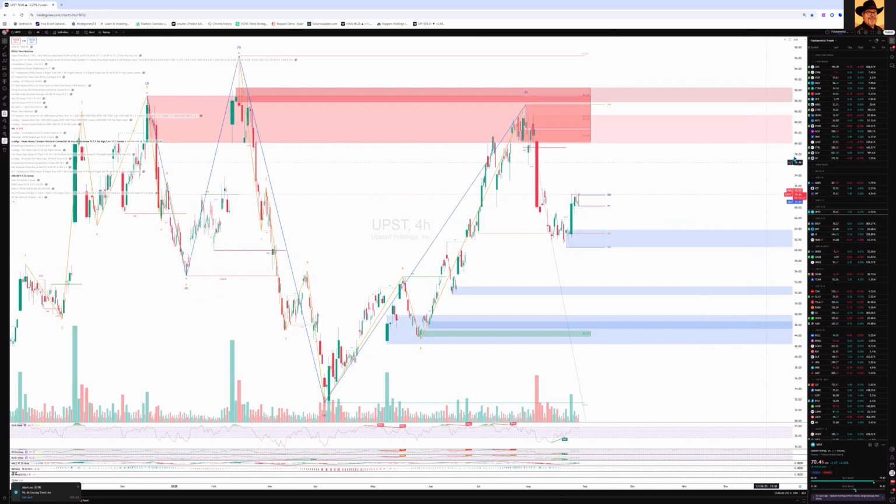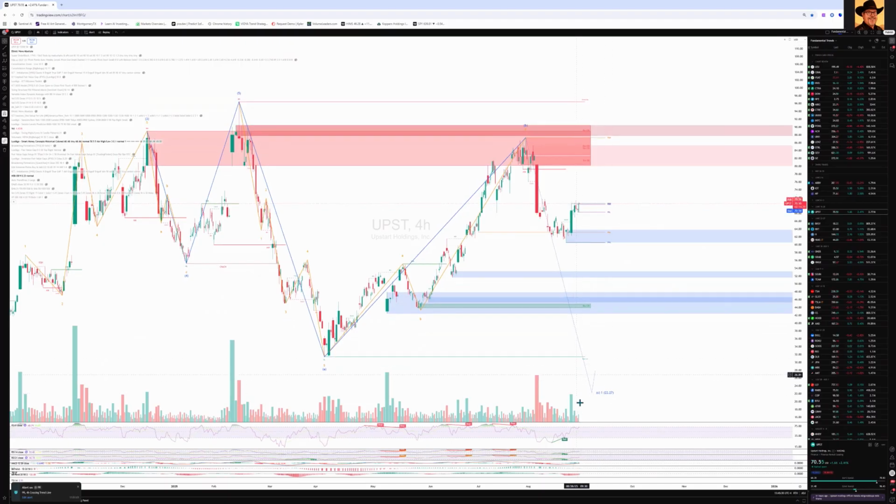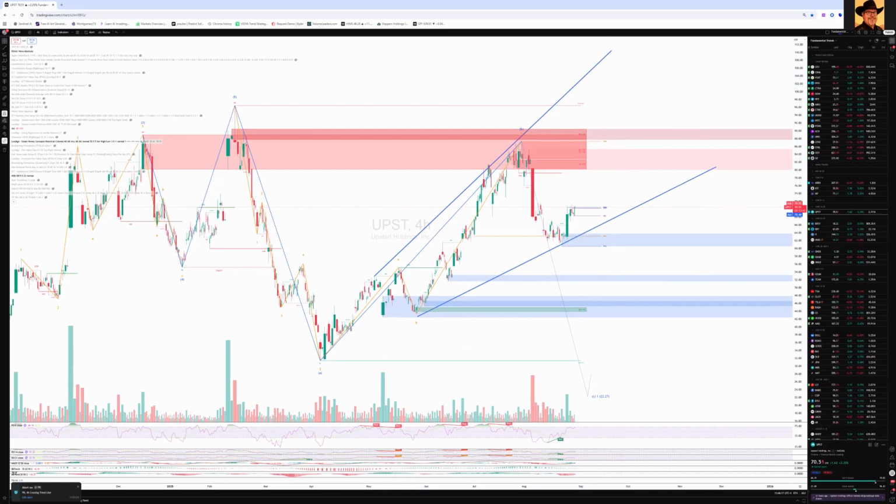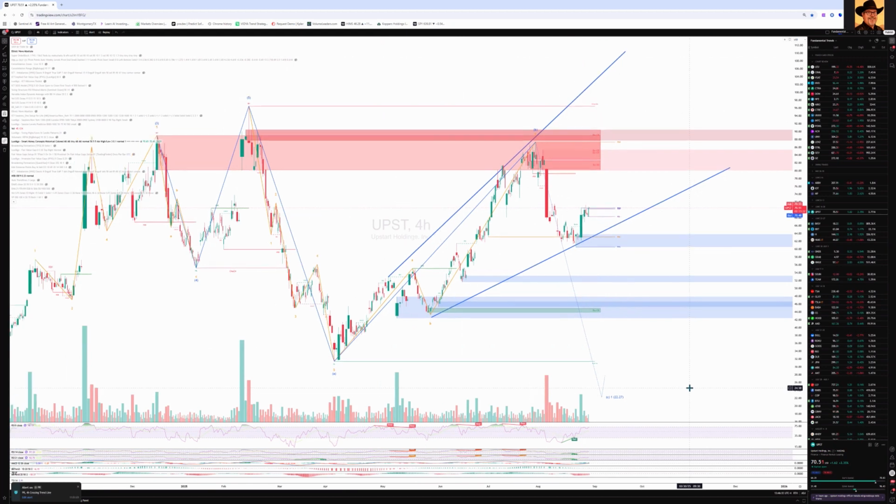Okay, I like UPST here as well. Only thing I don't like is this thingamajigger here. And I like UPST just because of the structure. You have a broadening formation here, so you got like this. That would mean that we're going back up here. So we go back up to 100 bucks easy. If you're going to take a shot at it, just know exactly where you're risking. I probably wouldn't even risk 65 bucks, 50% of the general right here, roughly 65.80. But I like the look.